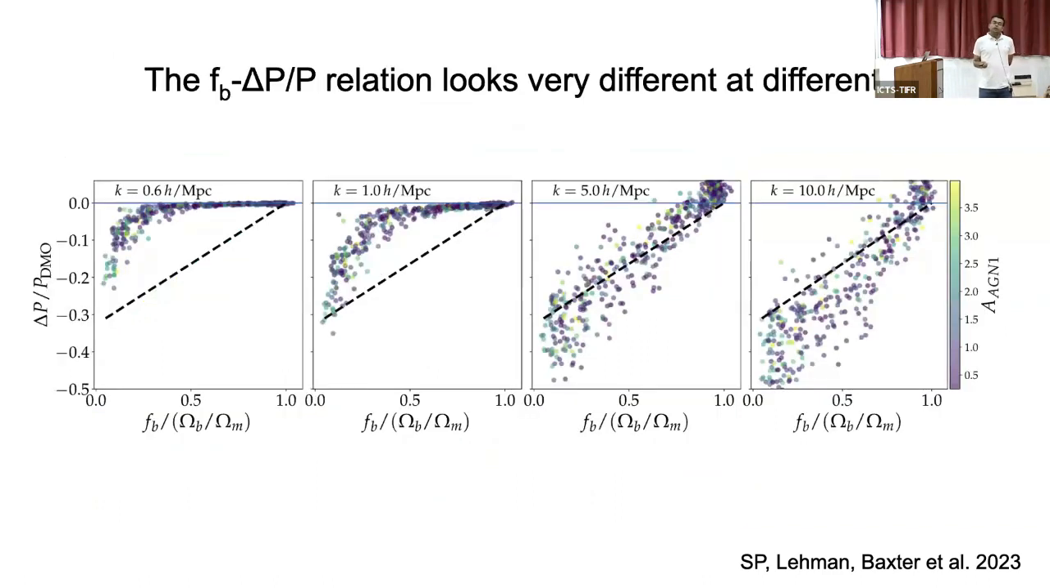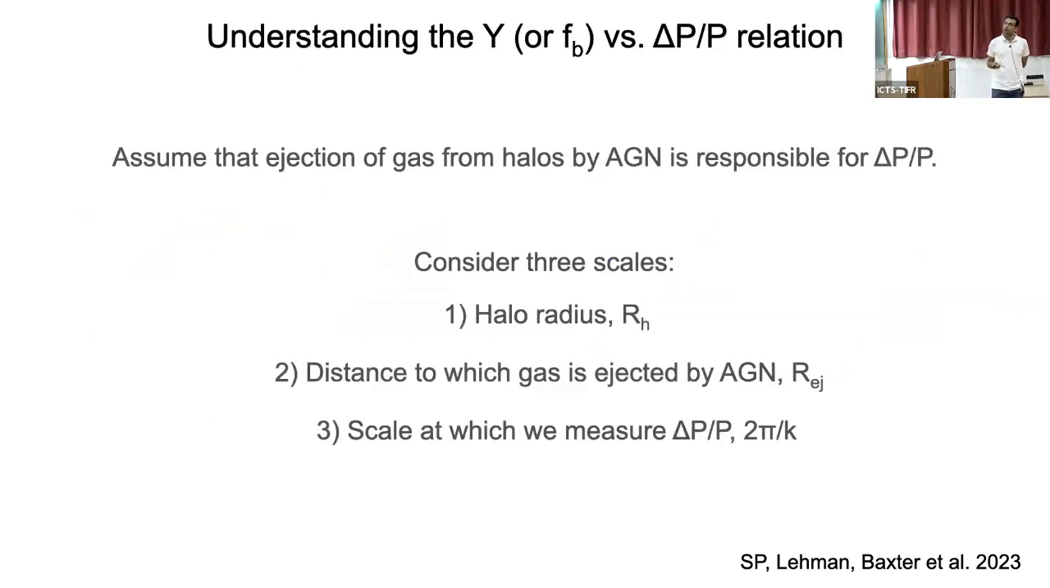But one of the motivating questions that I posed is how does this relation look for different scales? So in here is this delta P over P as a function of FP, but similar things remain true if I do thermal SZ. You can see that as you go to smaller scales, the relation changes substantially. So it'll be good to understand why exactly it has this kind of shape, and can we understand this a little bit physically.